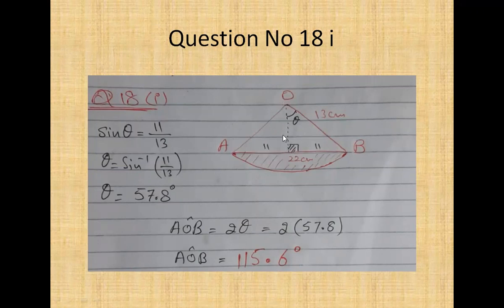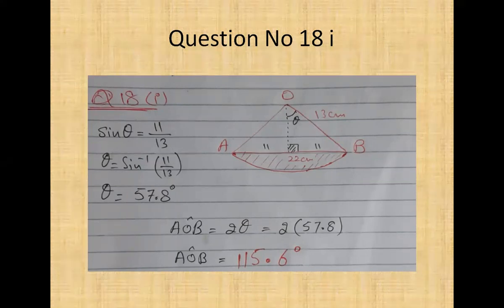So this is a right angle triangle, and if I take this angle, then this will be my perpendicular, and some people call it the opposite side. And this will be the hypotenuse. 13 is the hypotenuse. The trigonometric ratio of the perpendicular and the hypotenuse is known as sine theta. So sine theta is equal to perpendicular by hypotenuse. So sine theta is equal to 11 by 13. Theta will be equal to sine inverse of 11 by 13.